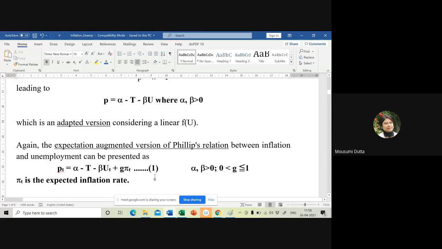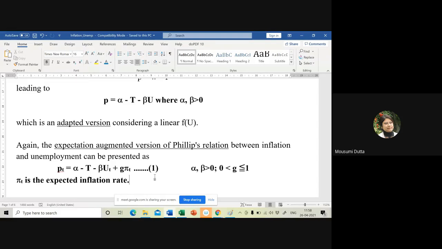Now look at this equation number 1. Here we can derive 3 types of time paths. First, the time path for inflation rate. Second, the time path for unemployment rate. Third, the time path for expected inflation rate. All these time paths are very, very important in macro discussion of any economy.